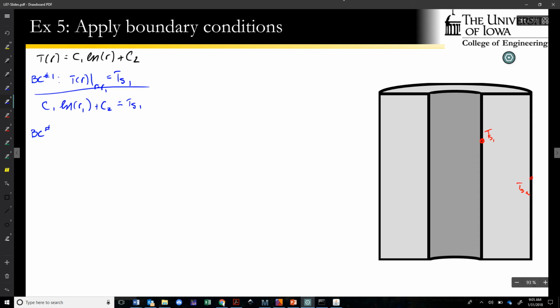And boundary condition number 2, T of R at R equals R2 is equal to TS2, which works out to C1 ln of R2 plus C2 is equal to TS2. So neither of these give us the constants of integration directly. Okay, that's the other difference from the case where we had the linear temperature distribution.